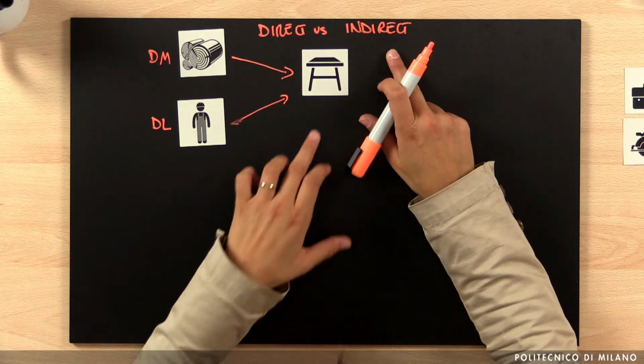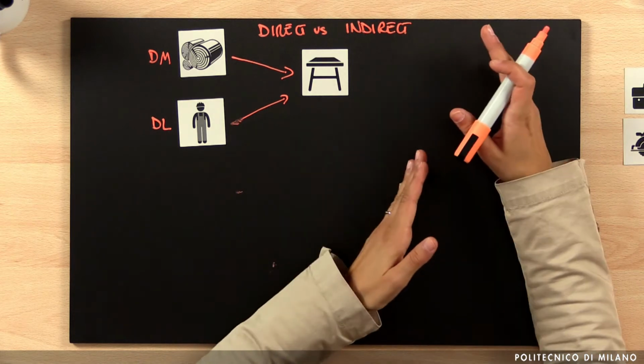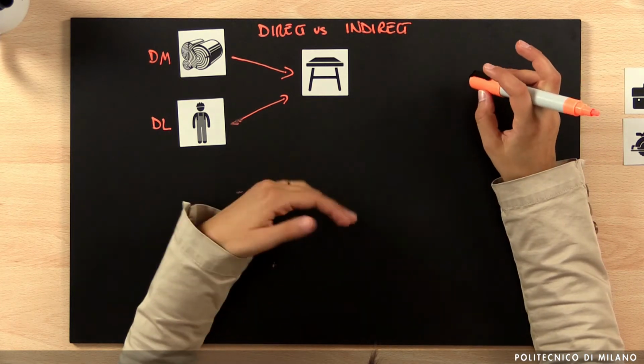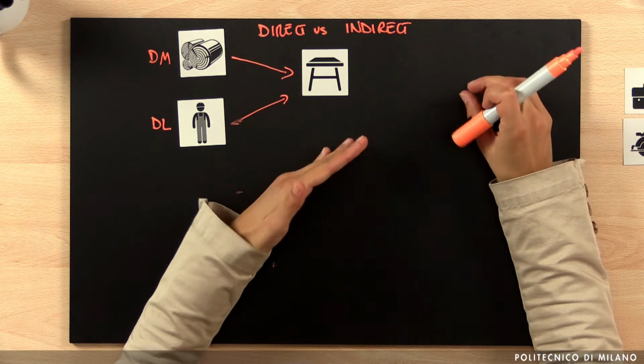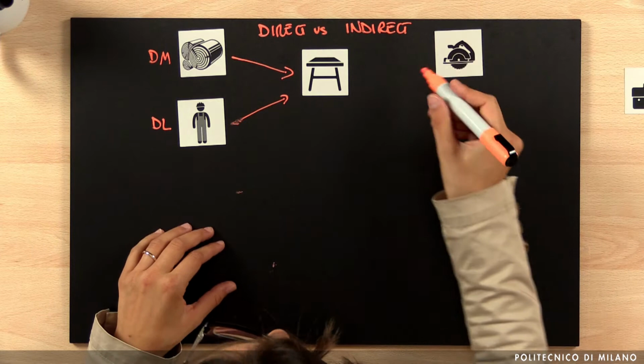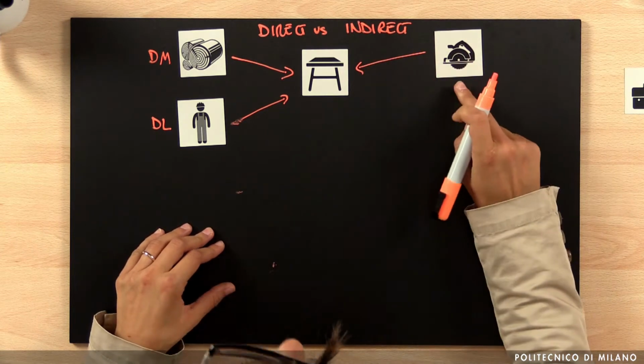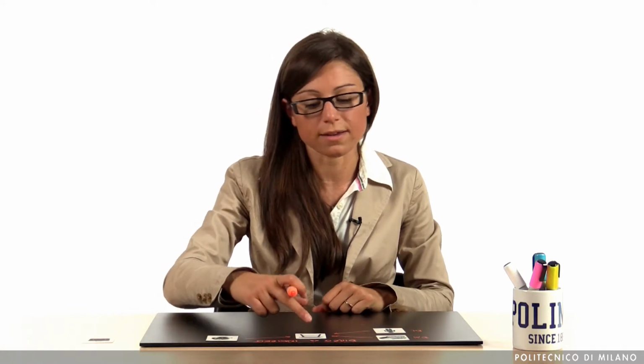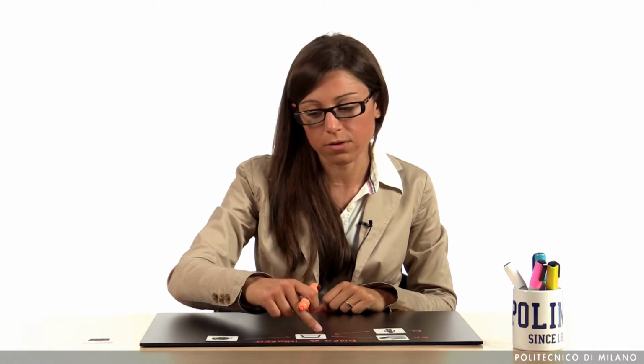We have the opposite instead if we have indirect costs. In this case, we are talking about resources that are used jointly in order to realize more than one unit. So again, we have resources that are absorbed by the final product, but they are used by more than one product. For example, we can have, in the case of our table, the equipment. In this specific case, we have the circular saw, and basically we can say that this equipment is used in order to realize more than one unit. So it is used for realizing not just one table, but several. So this is used jointly by more than one final element.